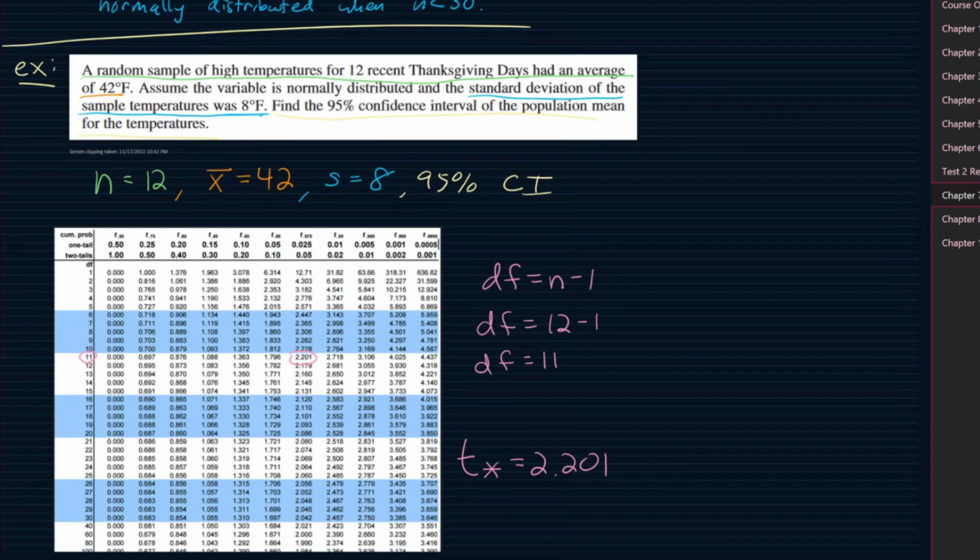Okay, so when we go through it, we get our N, our X bar, we get an S, and it's a 95% confidence interval. So what we do is we come to the chart, and remember the degrees of freedom is N minus 1, which in this case would be 11. So you look up the row of which degrees of freedom you're in, and then since we're doing a two-tail test here, we use the bottom row that says two tails.